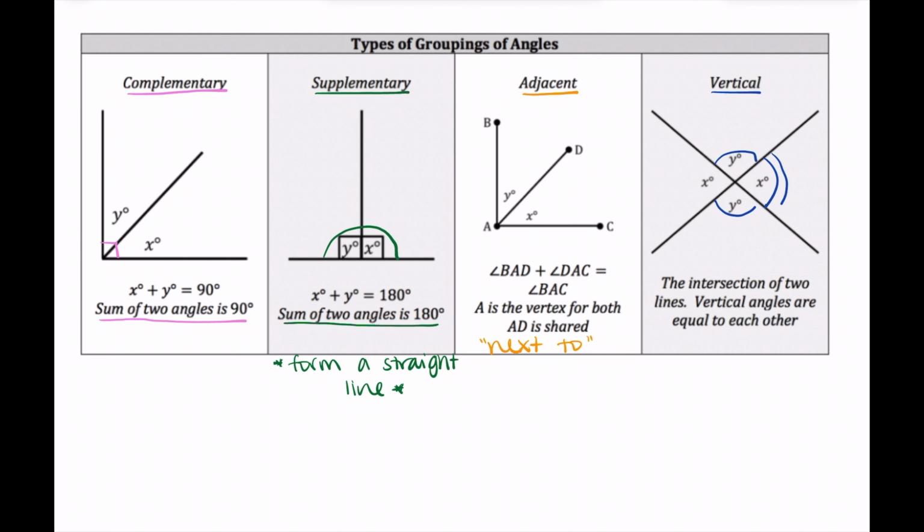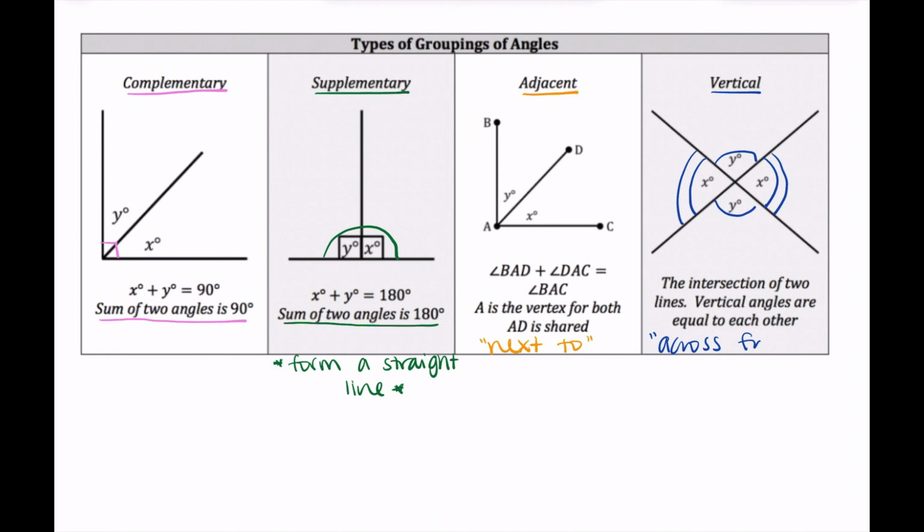So our two x's are vertical angles and the two y's are vertical angles, and vertical angles are always equal to each other. So both of those x's would have an equal measure, and so would the y's. And lastly, for our vertical angles, our little shorthand or key for how to spot it is two angles that are across from each other.